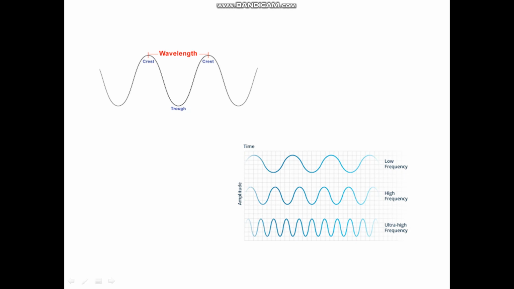And frequency is the number of waves in a given time or second. So basically, the number of waves passing in a given time is the frequency.